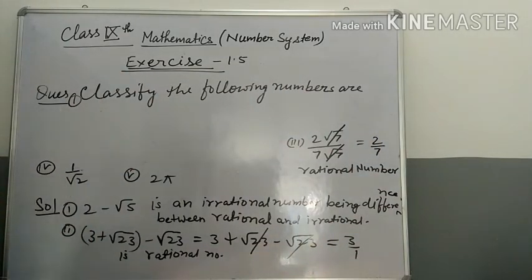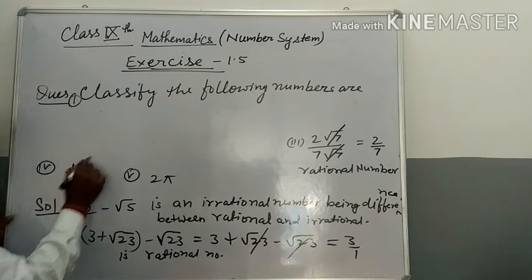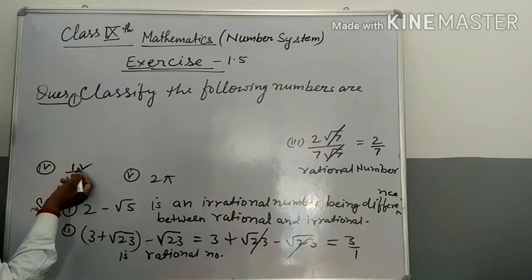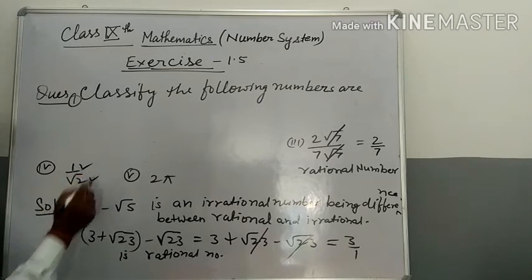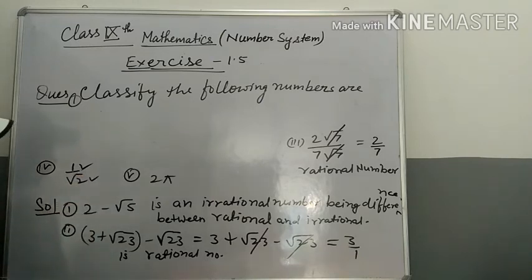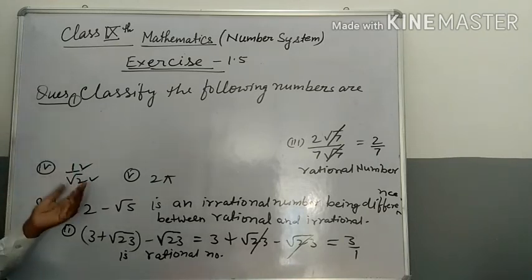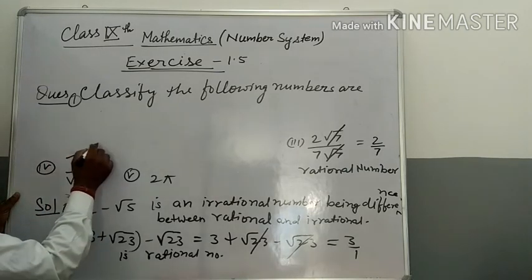Now, 1 upon under root 2. Students, I have already told you, its numerator is a rational number and denominator is an irrational number. It means that is an irrational number.